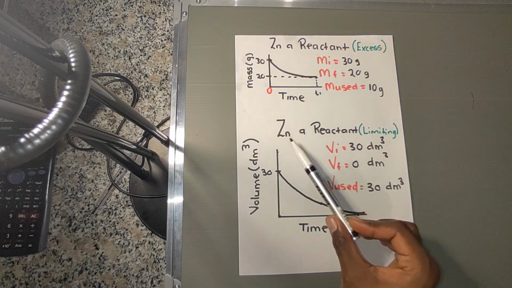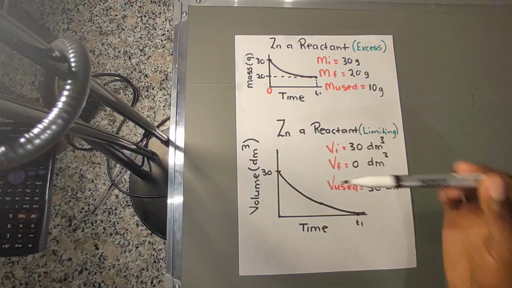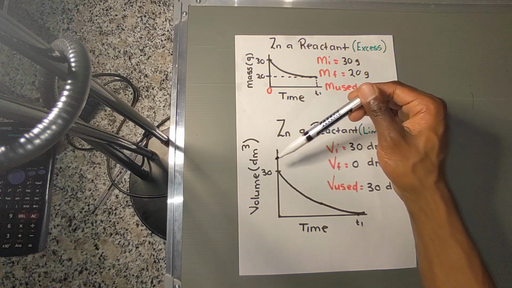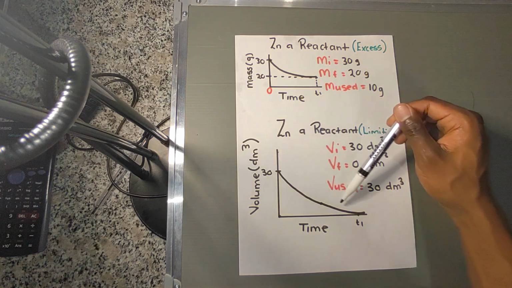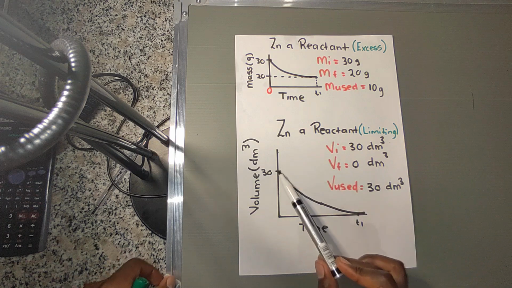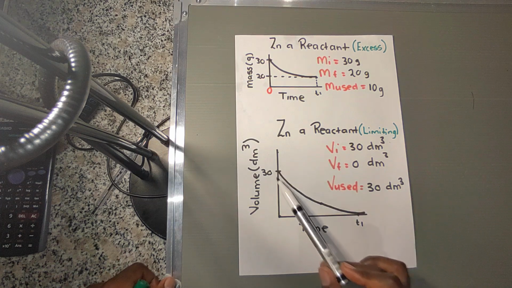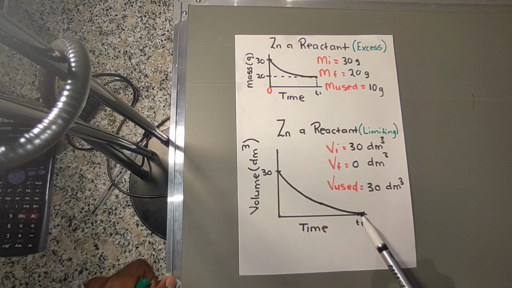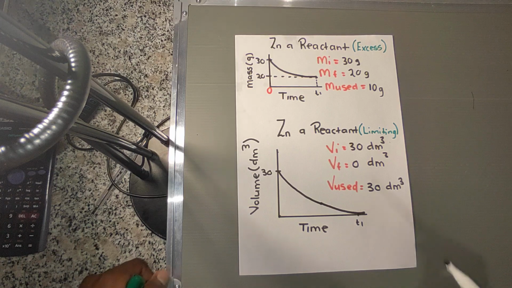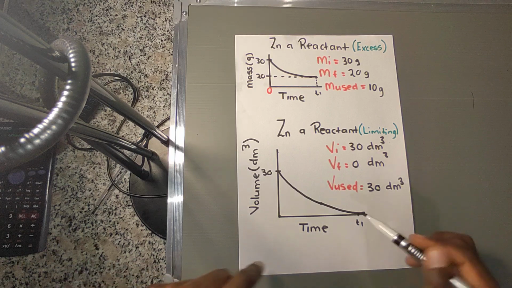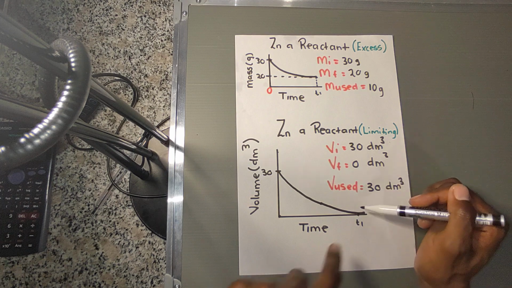But if you speak about the graph of a limiting reagent, remember, we said a limiting reagent will be used up completely in a chemical reaction. So from an initial amount greater than 0 all the way to 0. So there's no amount remaining after the reaction is complete. So this one will be the graph of a limiting reagent.